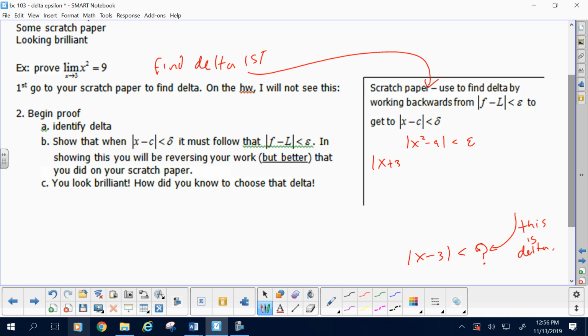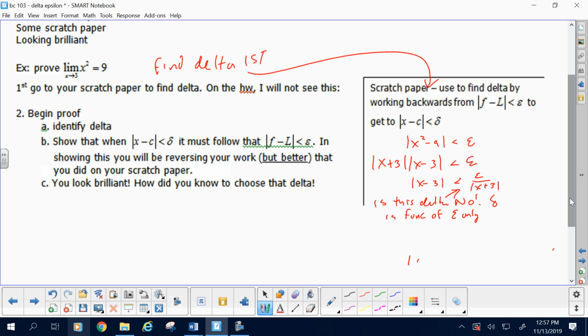Start by factoring. And I'm going to throw it in absolute value separate, which is fine. I want to isolate x minus 3, so I'm going to divide over x plus 3. Absolutely. Okay, cool. Now it's tempting to say that's my delta. Is this delta? No, it is not. Delta is a function of epsilon only and numbers, not x. And a number, not x.